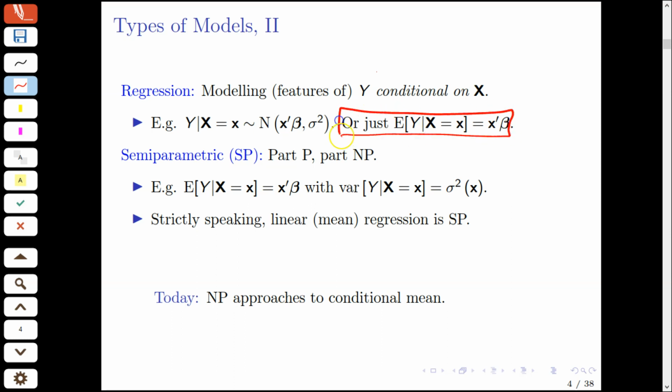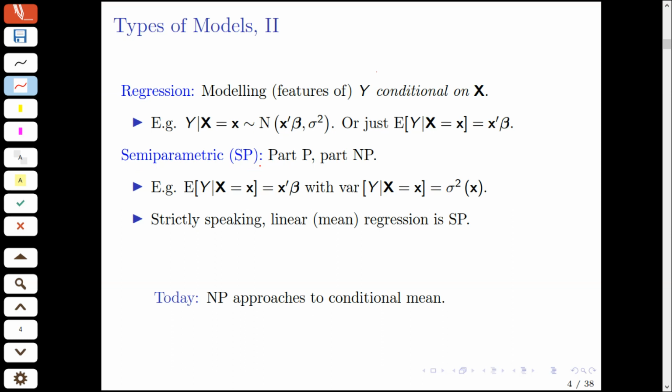It could also be that we're just formulating a model for the conditional mean of y given x. For example, that it is linear in x as well as parameters. In this case, we're only modeling a particular feature of the conditional distribution of y given x, namely the mean. Now, often our regression model has both parametric as well as nonparametric parts. And when this happens, the model is referred to as semi-parametric, or SP for short.